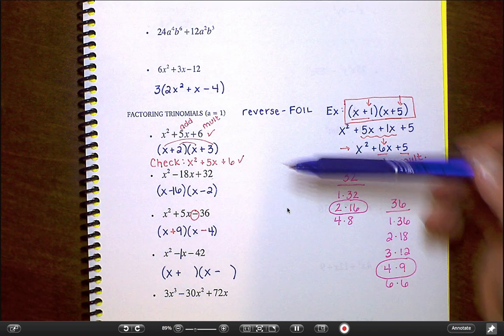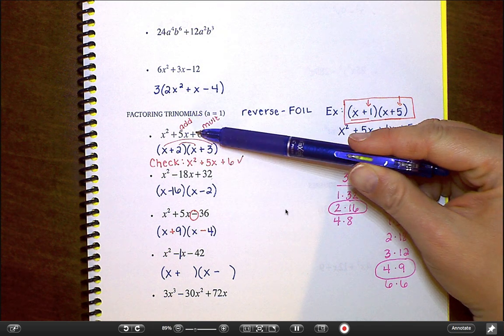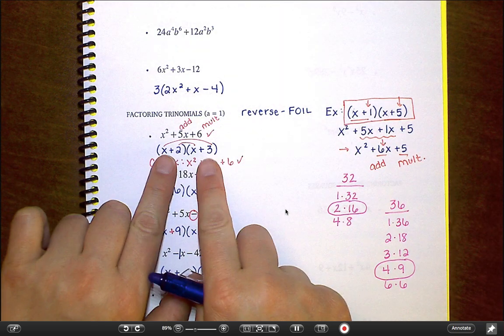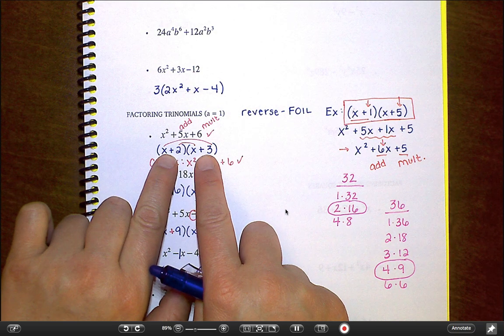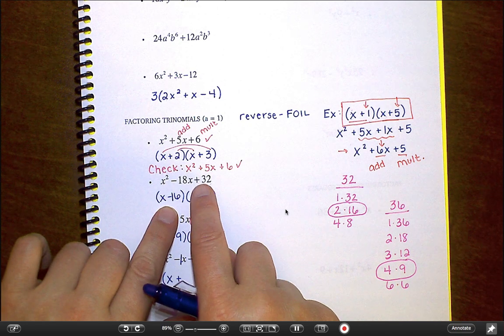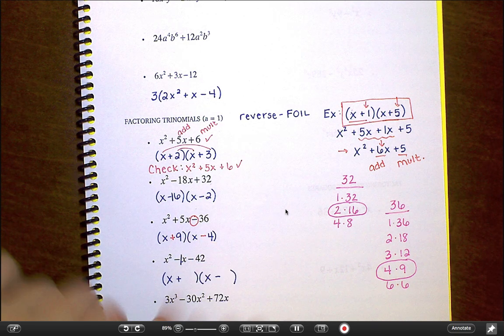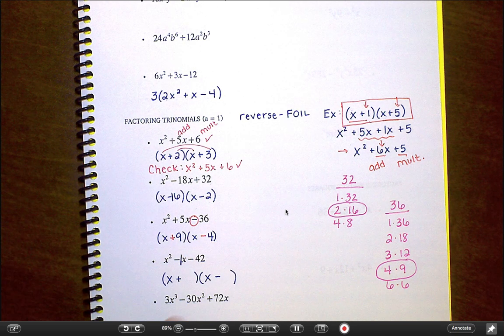Okay, I should probably point out up here, anytime this number at the end is positive, like these first two, you know that your signs are going to match. They're either both going to be pluses or both going to be minuses, okay? Because that's how you multiply to get a positive. If it's negative on the end, that's when you have a one of each situation, and that's when you have to be a little more careful about how you place your numbers.